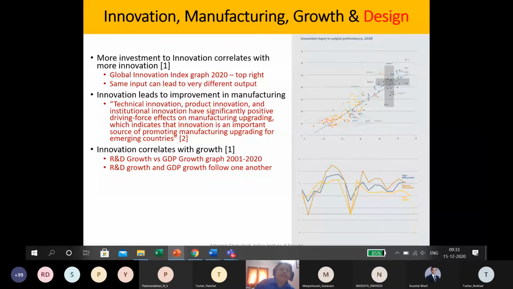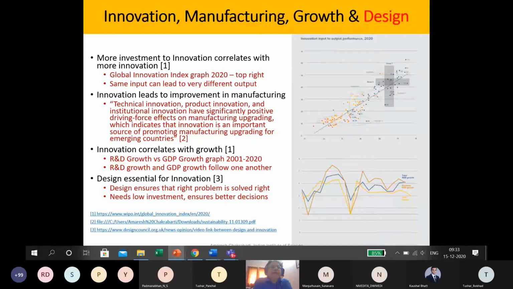And the fourth is that design is essential for innovation. Design ensures that the right problem is solved right. And in order to do that, you require low investment while you get better decisions as a result, which essentially leads to a very efficient way of doing innovation. Now let's talk about efficiency of innovation.